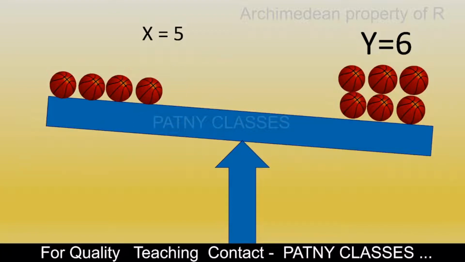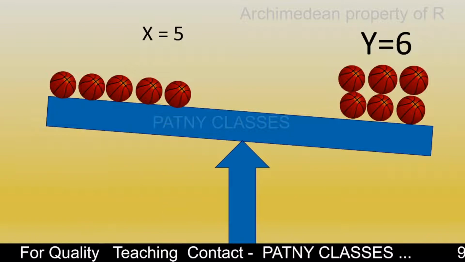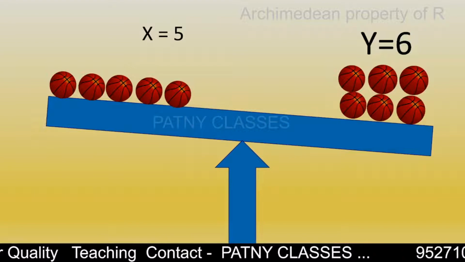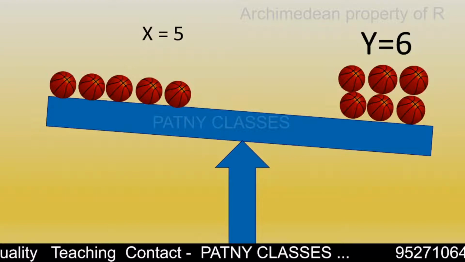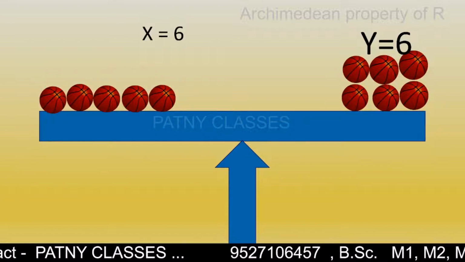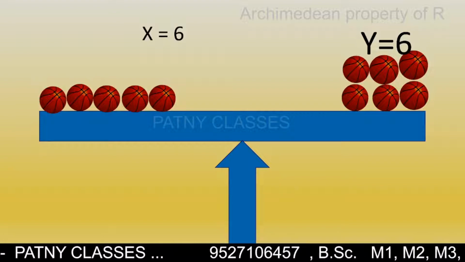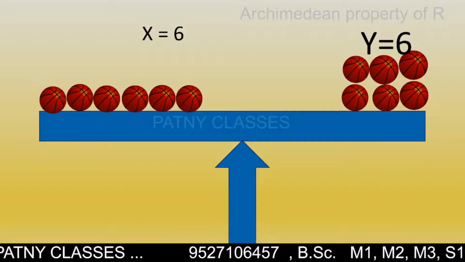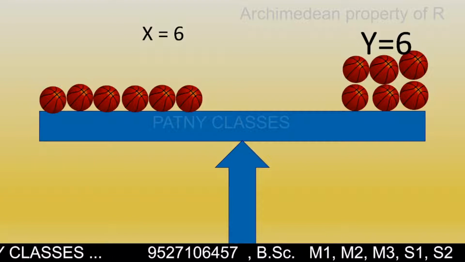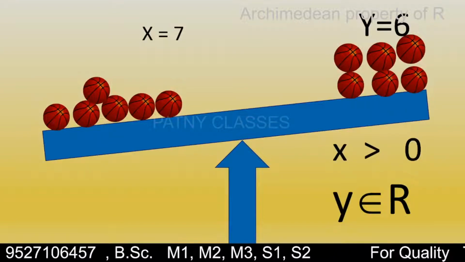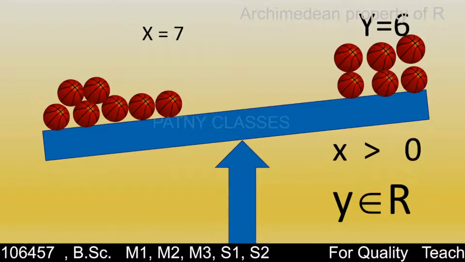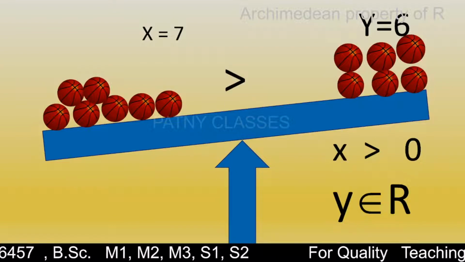Adding 1 more ball to the left side, total balls at LHS equal 5 and the number of balls at RHS remains the same. Now by adding 1 more ball towards LHS, the total number of balls on the left side and right side are equal. By adding 1 more ball to the left side, we observe that LHS has become greater than RHS.